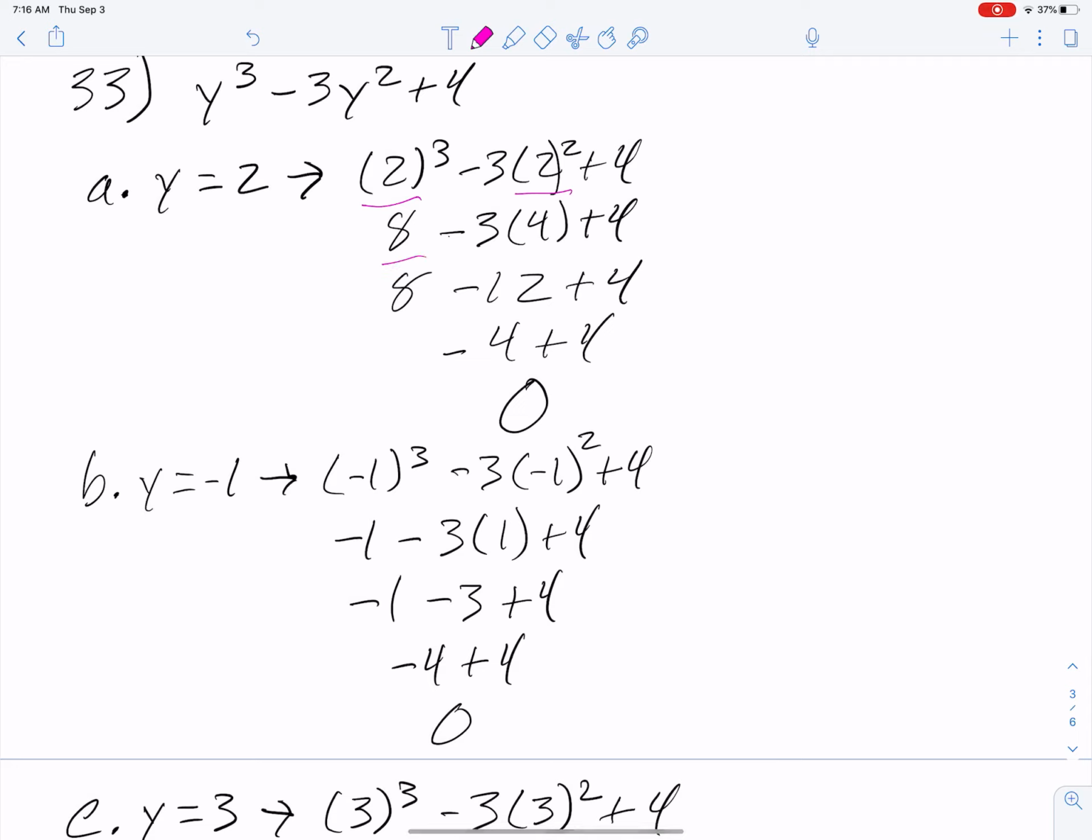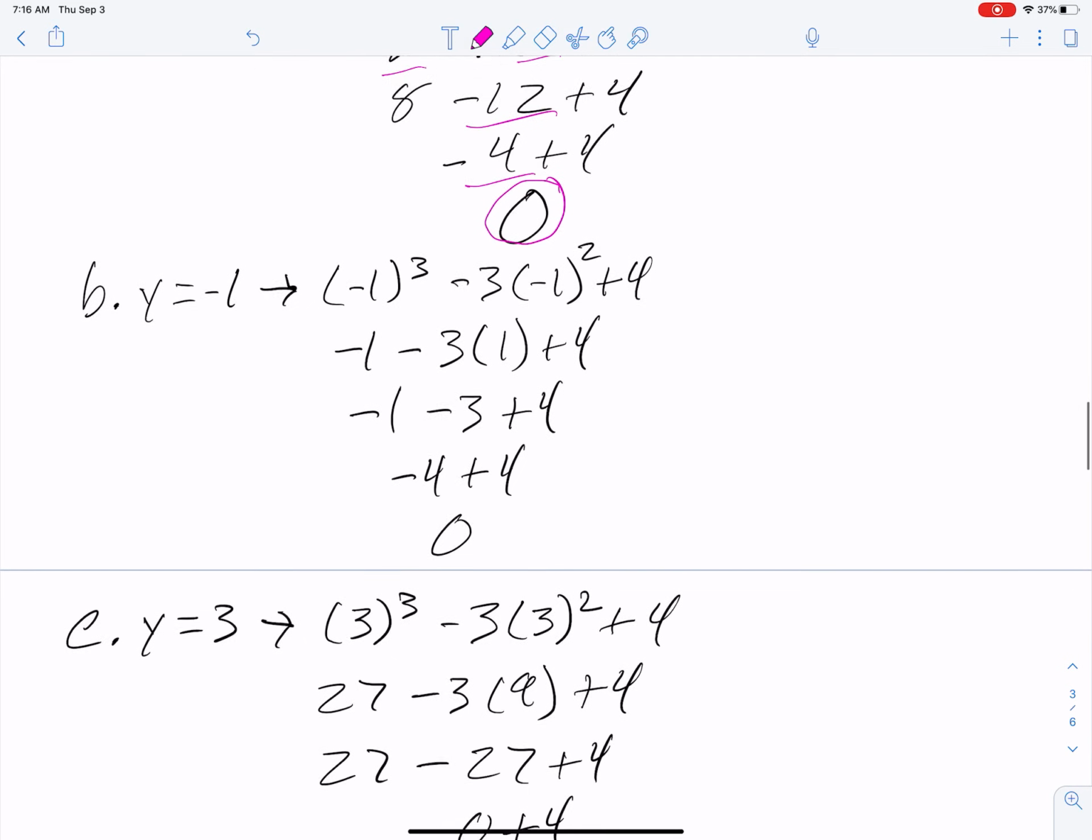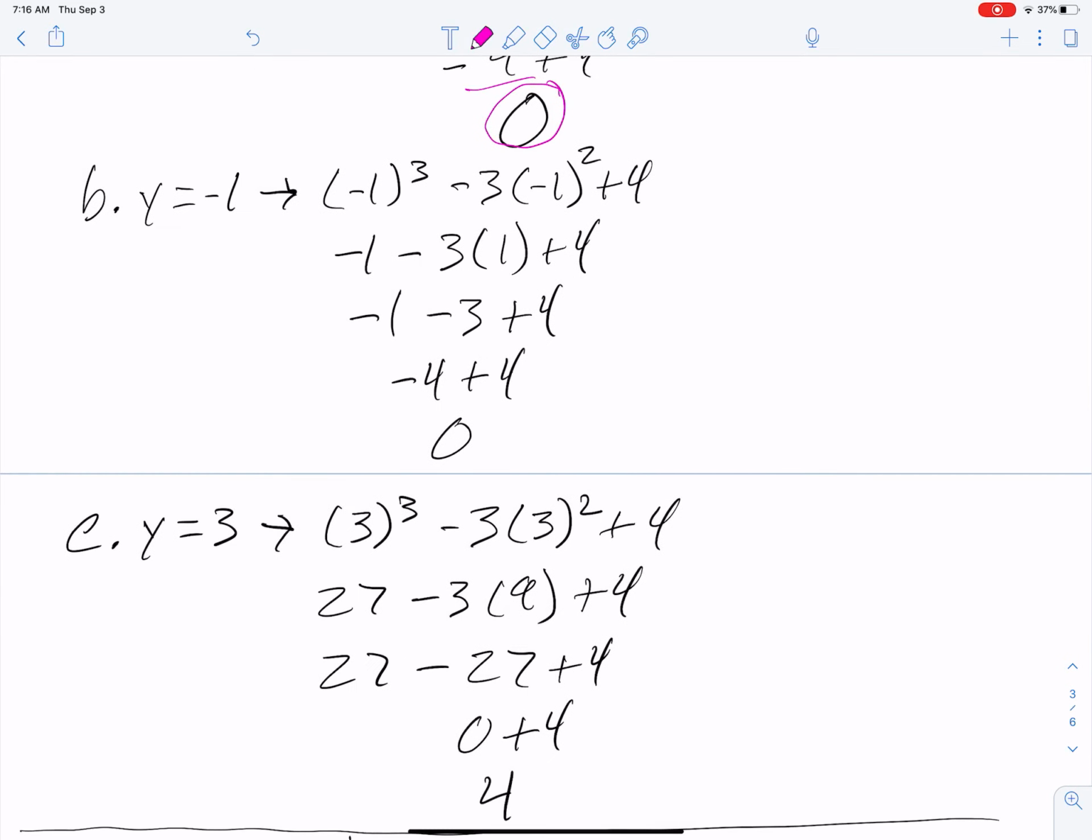2 cubed gets me 8. 2 squared gets me 4. Negative 3 times 4 gets me negative 12. 8 minus 12 gets me negative 4. And then negative 4 plus 4 is 0. Again, I'm guessing you might combine some steps in these problems, but because this is a video, I'm showing everything very explicitly.